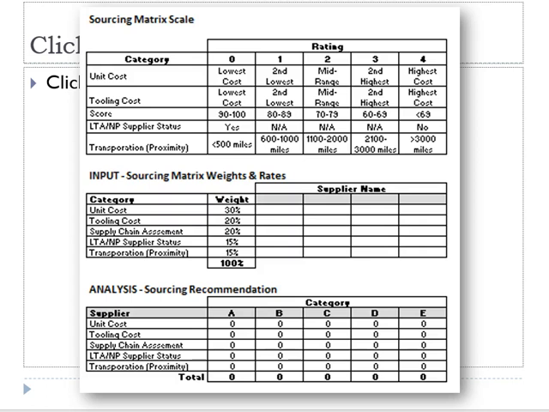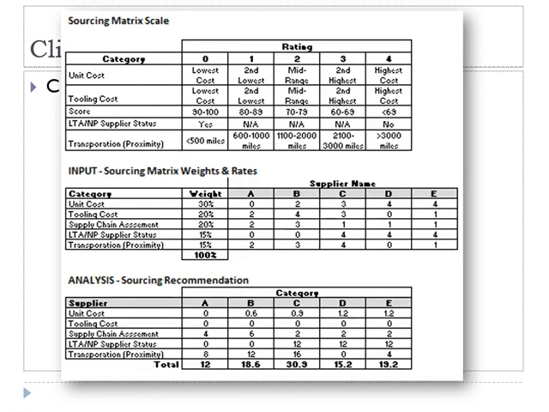Since this is an Excel-based system, when you'd enter your ratings in the input section, the analysis section and sourcing recommendation would automatically populate. Here's an example of what that looks like. So we had suppliers A through E, and we entered their ranking based on their quotations, based on their performance, based on their proximity, and then it spit out a bunch of numbers at the bottom in the analysis.